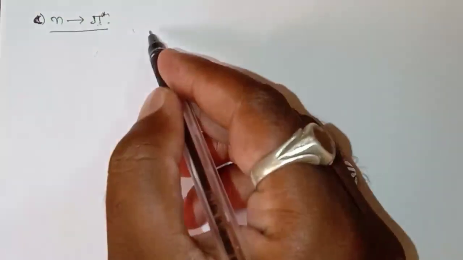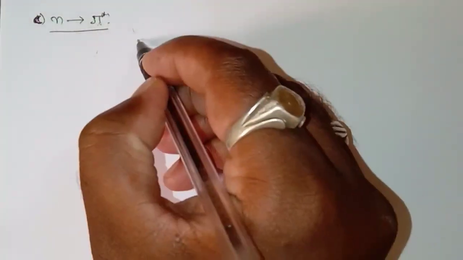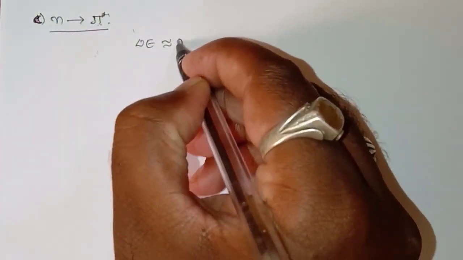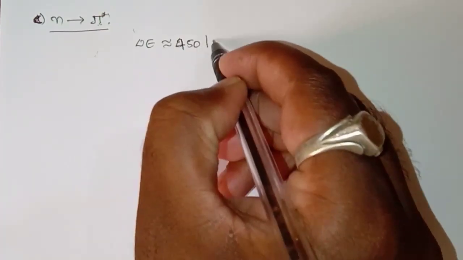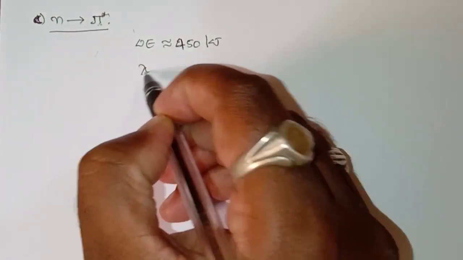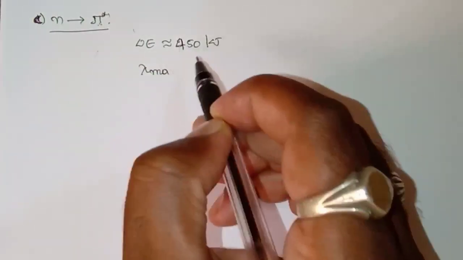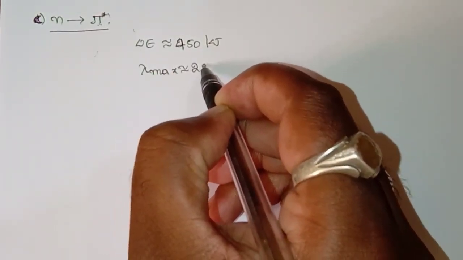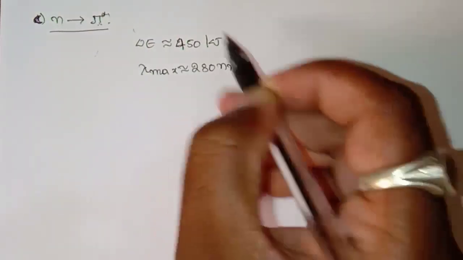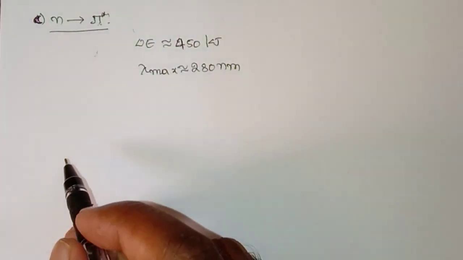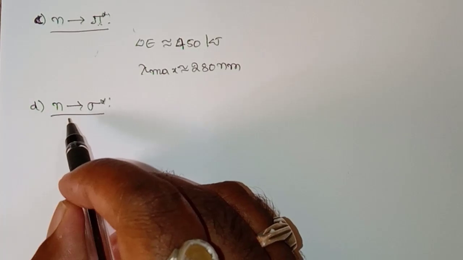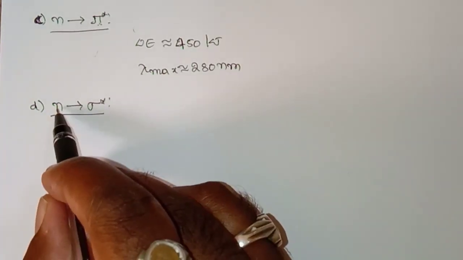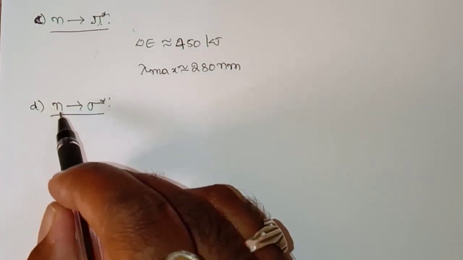That is, in order to cause this n to pi star transition, the energy required will be approximately 450 kilojoules, and the corresponding lambda max for this transition will be approximately equal to 280 nanometers. That is for n to pi star transition. Now the name itself is telling you n and sigma. Sigma means the saturated one, and along with that there should be non-bonding electrons.